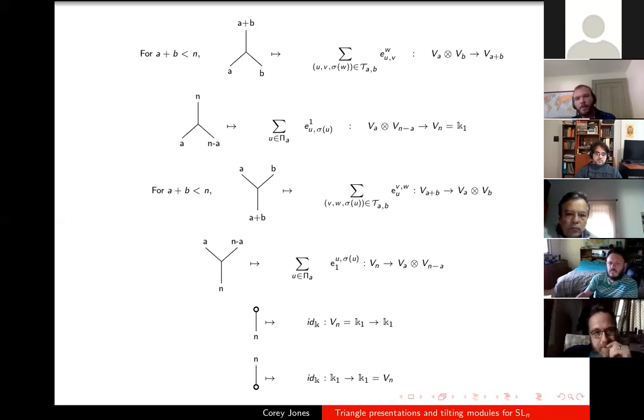But how is it related to the algebra in characteristic P? Now, the algebra in characteristic P, the same kind of algebra, we understand more or less because it is the endomorphism algebra in the tilting category. So no, it's a quotient of the endomorphism algebra in the tilting category.